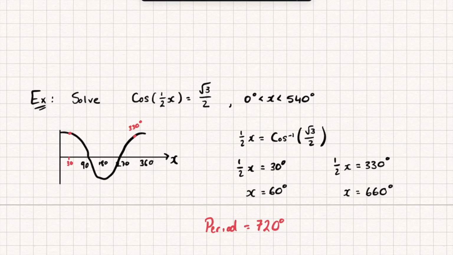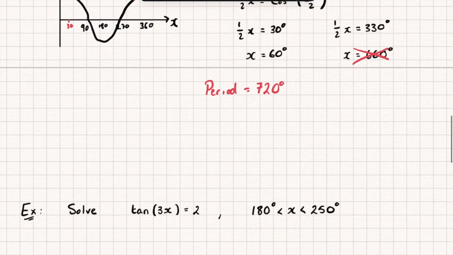Now hopefully you can see I don't need to add or subtract the period from either of these solutions because it's going to be well outside of the range once I do that. And so what we can do is just look at these two solutions and see if they lie in our interval. Well, we can clearly see that x equals 60 does, but actually x equals 660 does not. And so what we'd do is put a cross through it and reject that solution. And that's this question done.